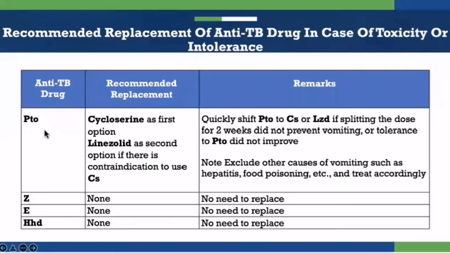So if there's toxicity to prothionamide, for example, persistent nausea and vomiting despite the intervention given and drug challenge and rechallenge done with PTO, you may replace it with cycloserine as the first option, then linezolid as second best. So just quickly shift prothionamide to cycloserine or linezolid. And then for your pyrazinamide, ethambutol, and high-dose isoniazid, no need to replace.